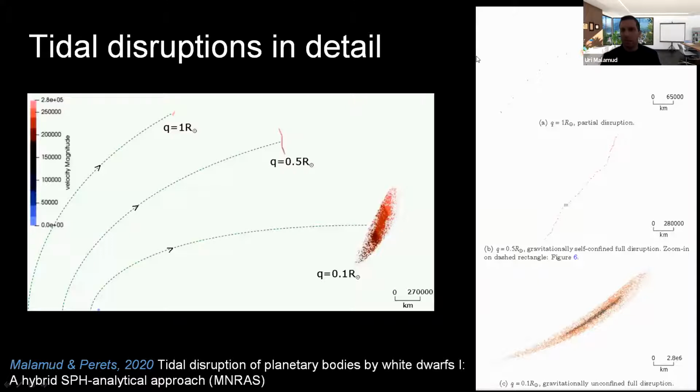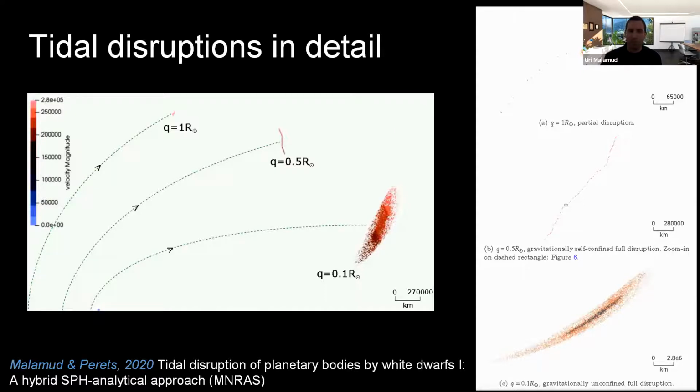So what I would like to start talking about is a series of 2 papers that we published this year. It's actually the first ever hydrodynamical simulation of a planetary tidal disruption around a compact star. This has never been done before.